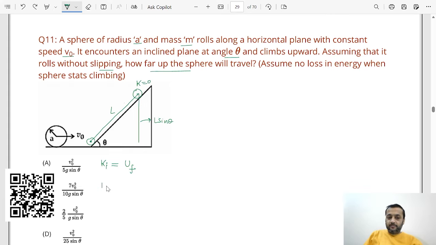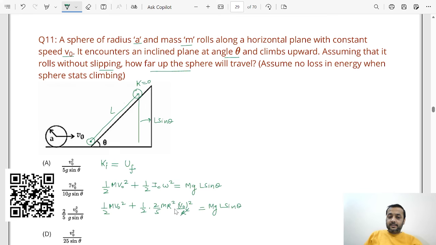So what is the initial kinetic energy? The sphere will have both translational as well as rotational kinetic energy. The translational kinetic energy is half m v naught square, and the rotational kinetic energy is half I center of mass into omega square. That will equal m into g into height, which is L sine theta. Now, I center of mass of a sphere is 2 by 5 m r square, and omega can be written as v naught by r because of pure rolling, so v naught square upon r square. That is the condition of pure rolling.